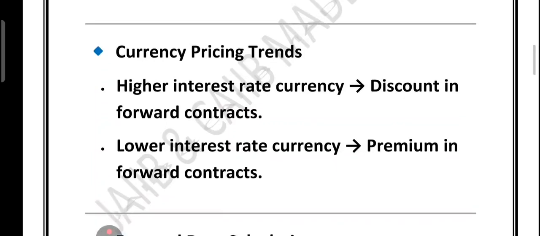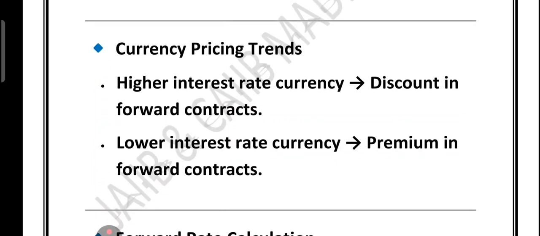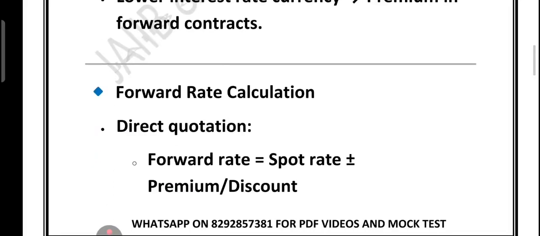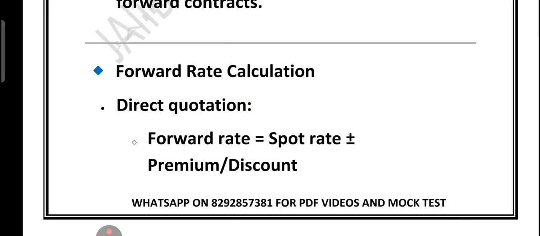So you can see the trend here. Suppose there is a higher interest rate currency, so that will be at a discount in the forward contract. If it is a lower interest rate currency, it will be at a premium in the forward contract. How do we compute the forward rate? It is very simple. If we have the direct quotation, we just take the spot rate. If it is premium, just add it. If it is discount, just subtract it. And that is how you will get the forward rate.